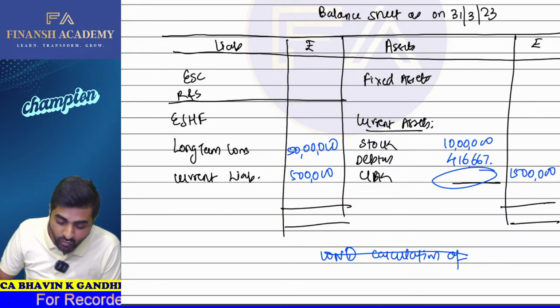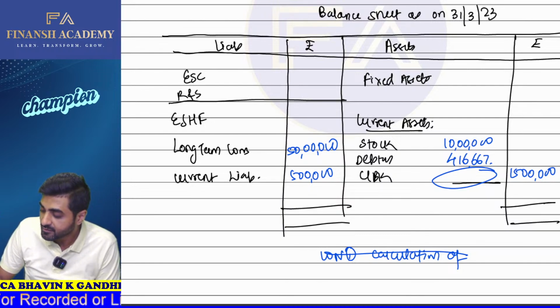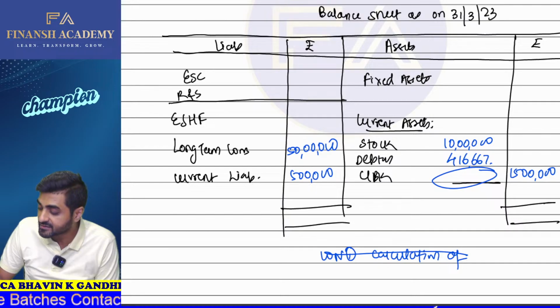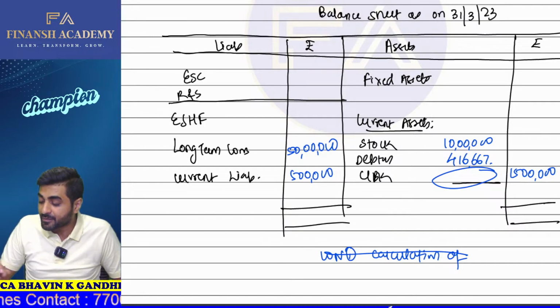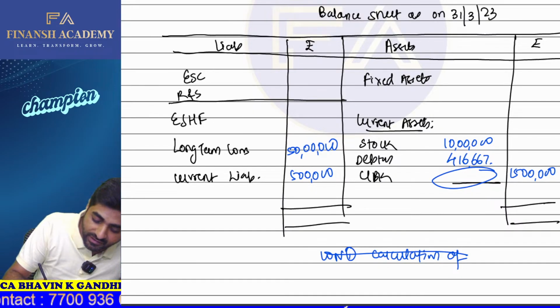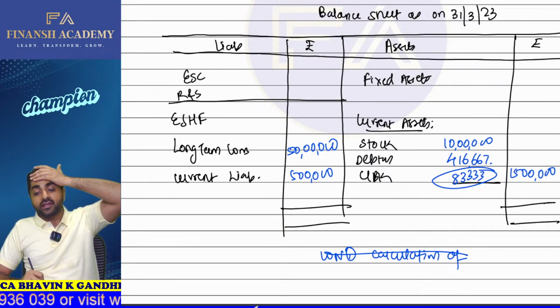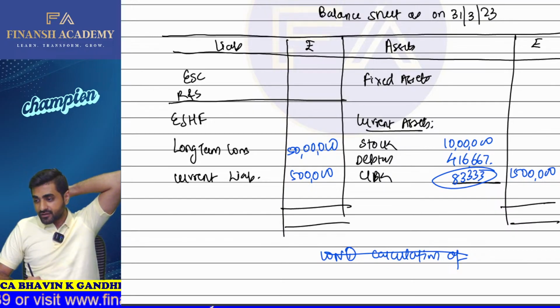But let me reconfirm that by applying your acid test ratio. So now what is this figure going to be? This will be 10 lakh plus 4 lakh 16,667. From this I will subtract 15 lakhs. So this apparently comes as 83,333. So this will be your cash bank, 83,333.